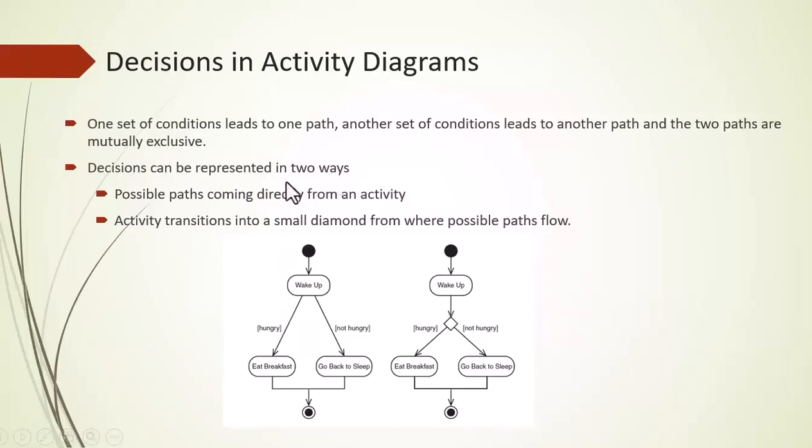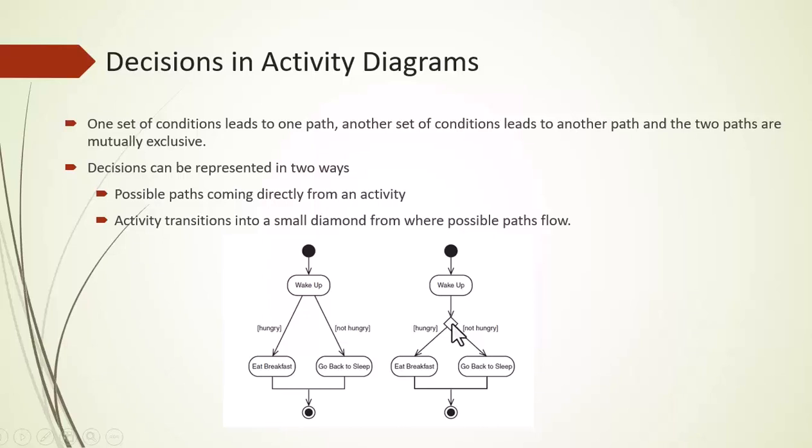Decisions can be represented in two ways. Possible paths coming directly from activity, like this. So these are two paths coming directly from activity. Or activity transition into small diamond from where possible paths flow. And this is the second way of representing the same scenario. So this is a wake up activity, and when wake up activity happens, two paths are here. One is hungry, one is not hungry. So if the person is hungry, eat breakfast. Not hungry, go to sleep. And then these two finish. So one will happen. It is not possible that a person is both hungry and not hungry.